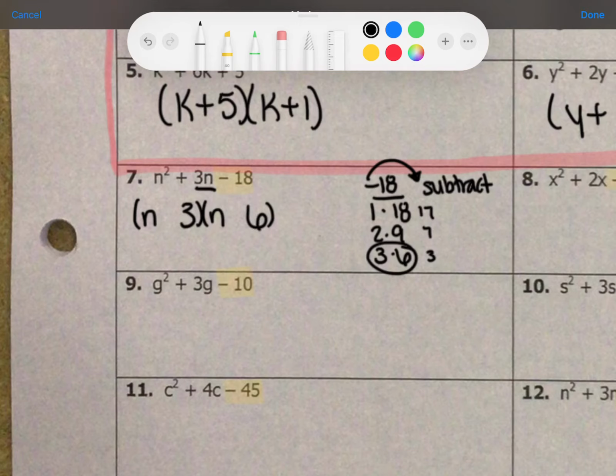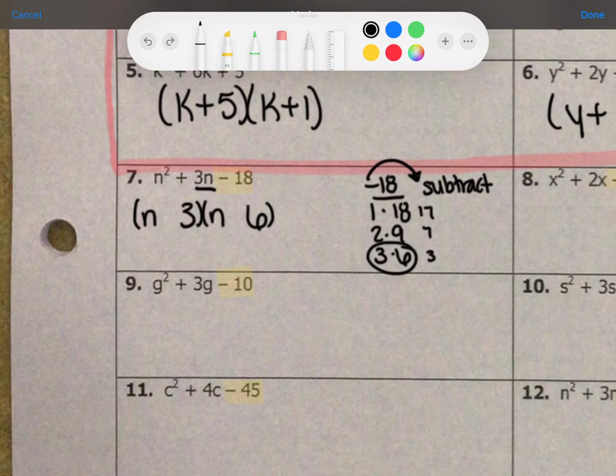Now I have to figure out, is it a positive 3 or a negative 3? Is it a positive 6 or a negative 6? I know that it's not two pluses because my starting trinomial was not plus plus. And I know they're both not minus minus because, again, my C value is not positive. A negative 3 times a negative 6 is a positive 18, so that just wouldn't make any sense. Also, when I added those two negatives together, I would have gotten negative 9, not positive 3.